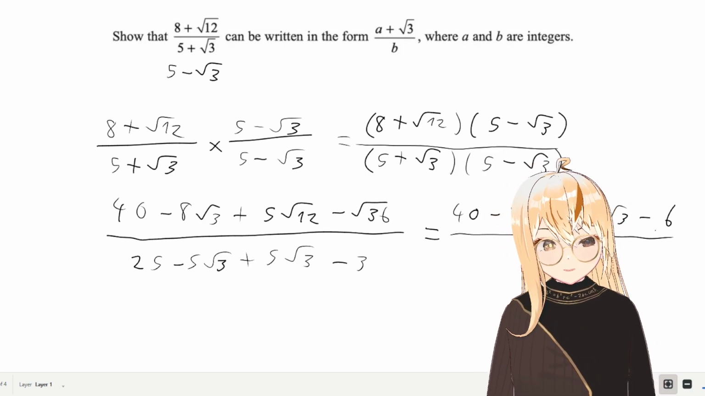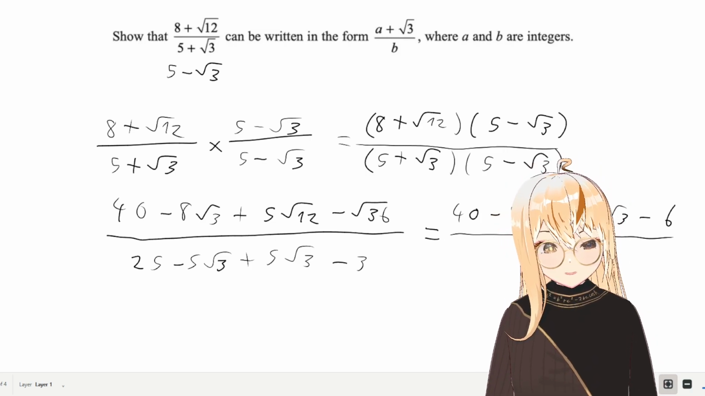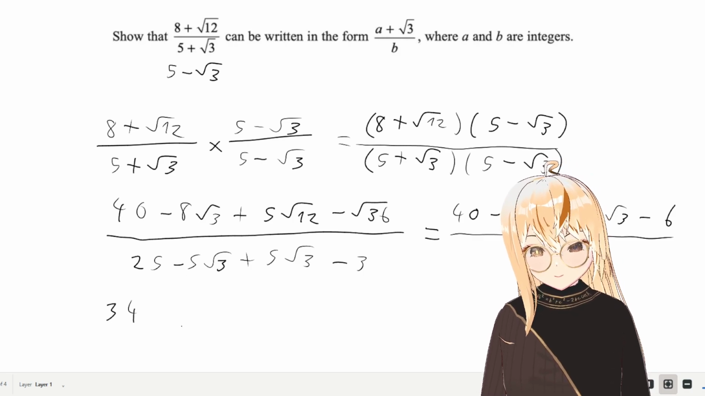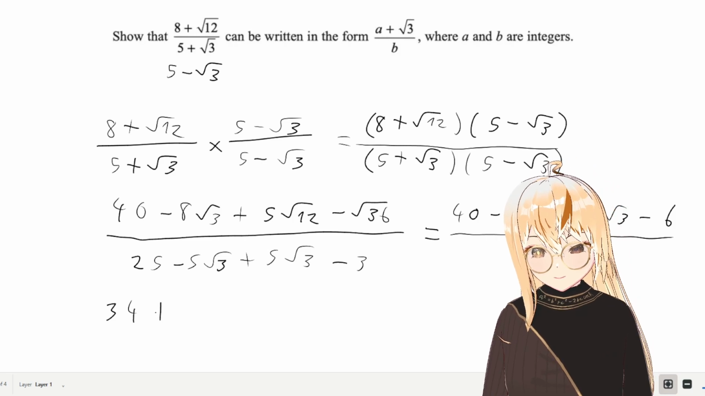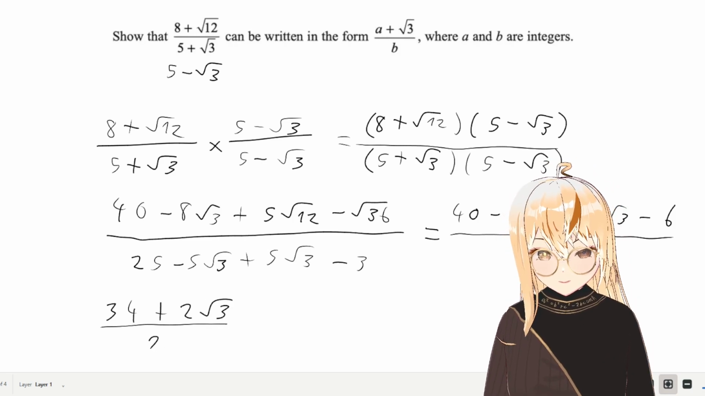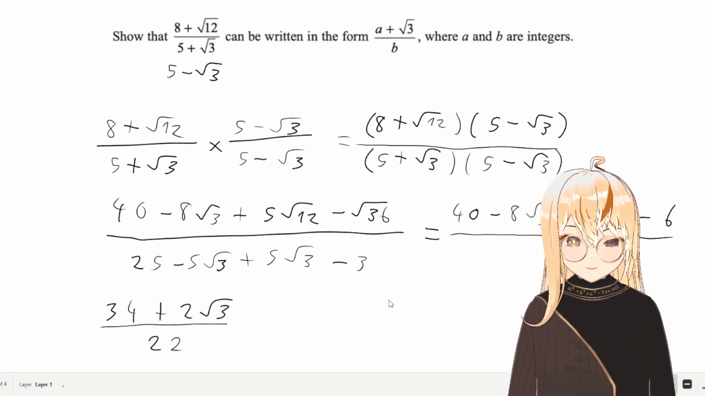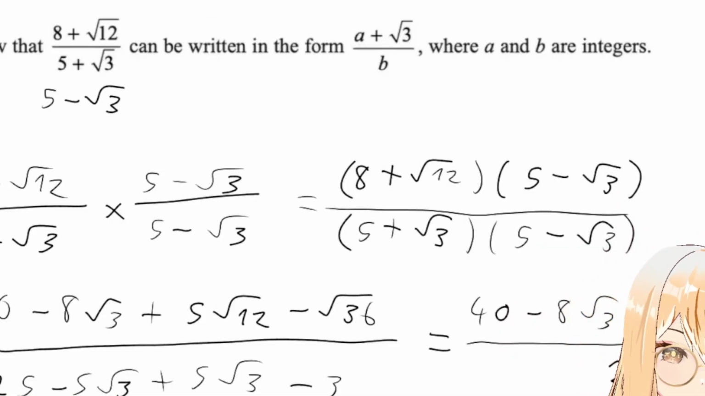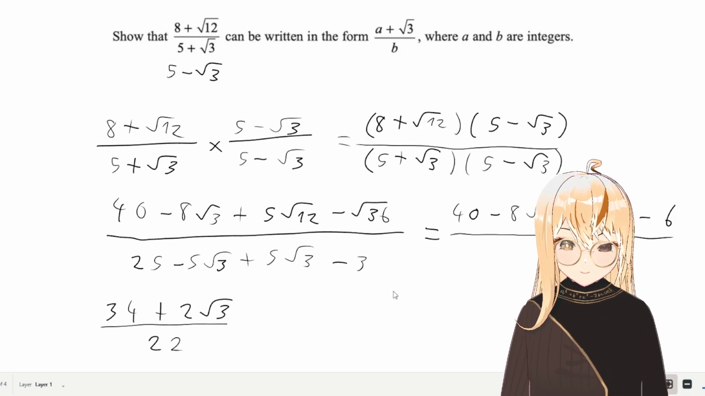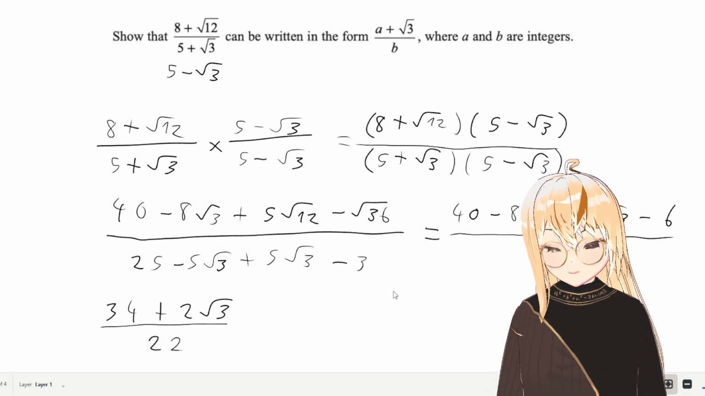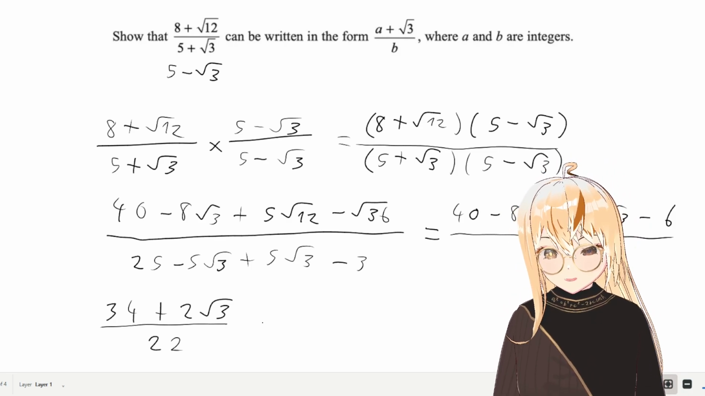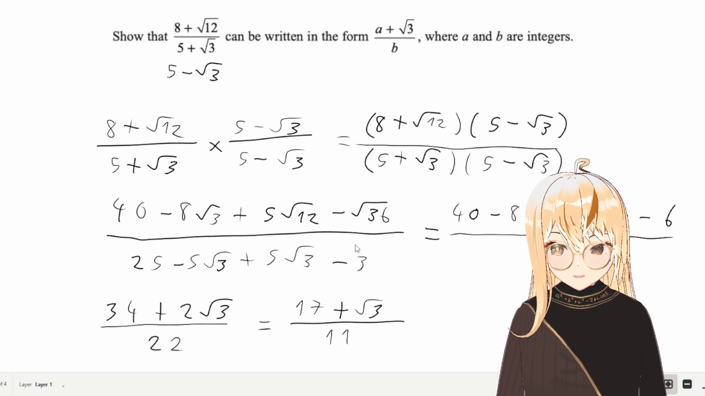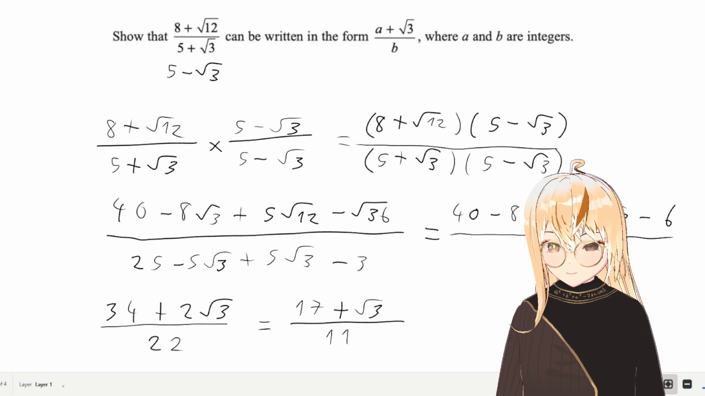We're pretty close to the answer. You can just do 40 minus 6, which is 34. Minus 8 root 3 plus 10 root 3, which is 2 root 3. Then we get 22. But notice that the question asks for a plus root 3 over b, and there's no coefficient behind root 3, because we can actually simplify this further if we just divide everything by 2. And there's your answer. Nice, 4 marks.